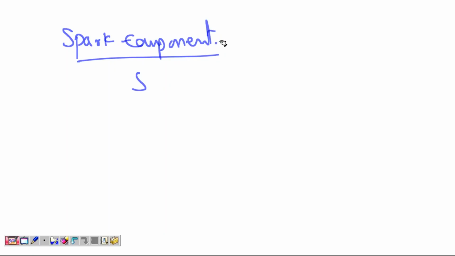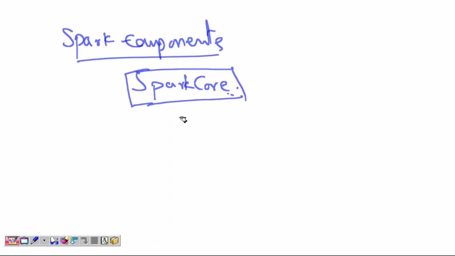So yesterday we just briefly discussed Spark components. What is the basic component here? Spark Core, which uses the DAG engine, which is responsible for entire RDD flow execution. On top of this Spark Core, there are different components again, like Spark SQL.